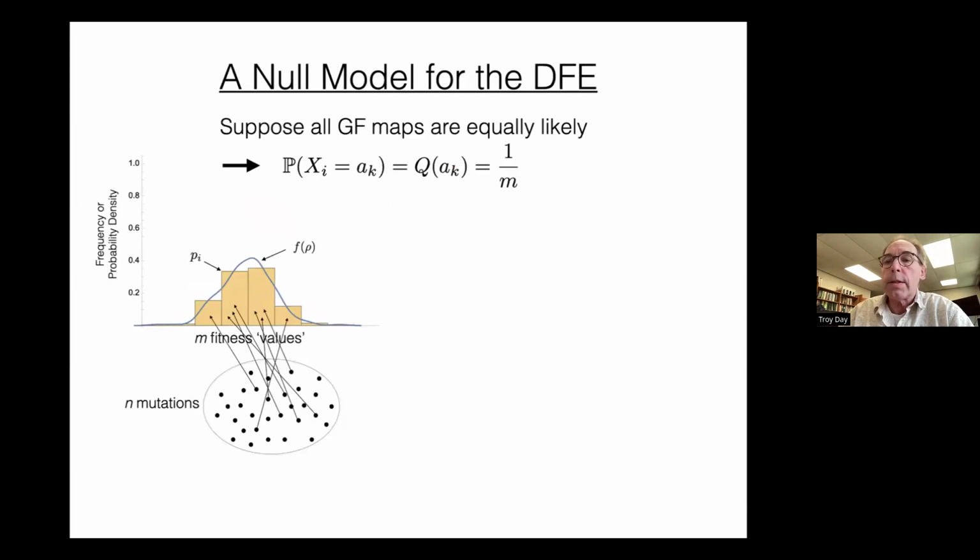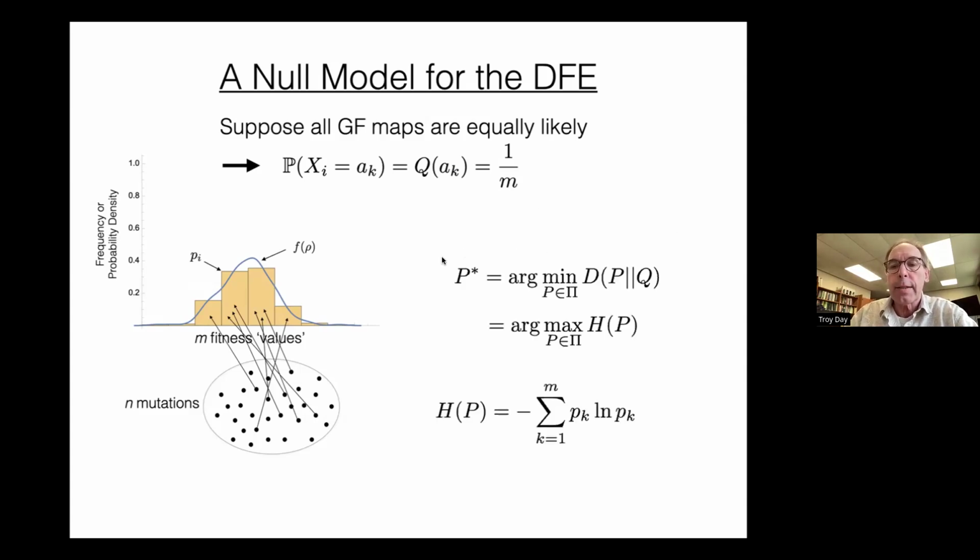So you could ask, what does that have to do with a null model? Here's where I'm going to return to that idea of choosing truly randomly. Let's suppose all genotype fitness maps were equally likely. That seems like the most null model you could make. By that, I mean when I'm assigning a fitness bin to a particular genotype, all bins are equally likely. So I'm going to use that as my null Q, and I'm going to ask what distribution I get when I use that as my null model.